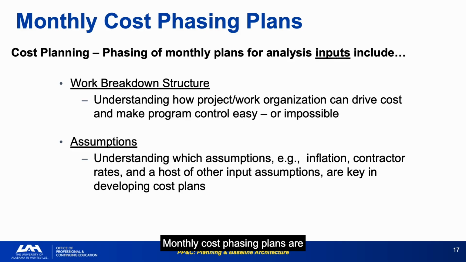Monthly cost phasing plans are built from 6 primary inputs: WBS structure, assumptions, inflation, rates, technical scope, contractor inputs, schedule, and UFE allocation. Understanding how project/work organization can drive cost and make program control easy or impossible. This is the WBS Design Insight. A WBS that enables cost tracking makes the execution analyst's job tractable. A WBS that obscures cost drivers makes every analysis more difficult.